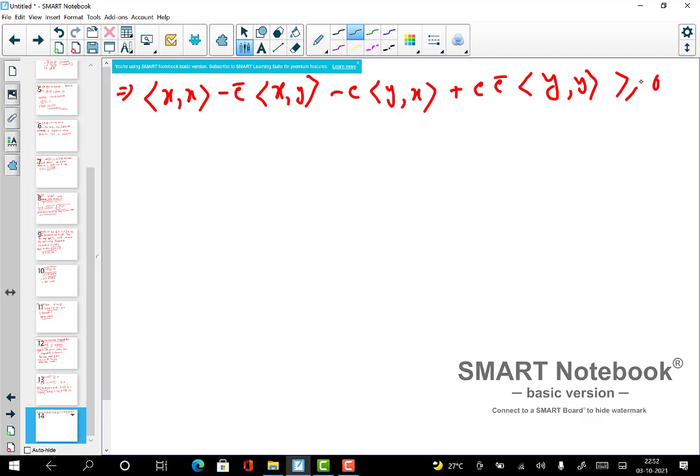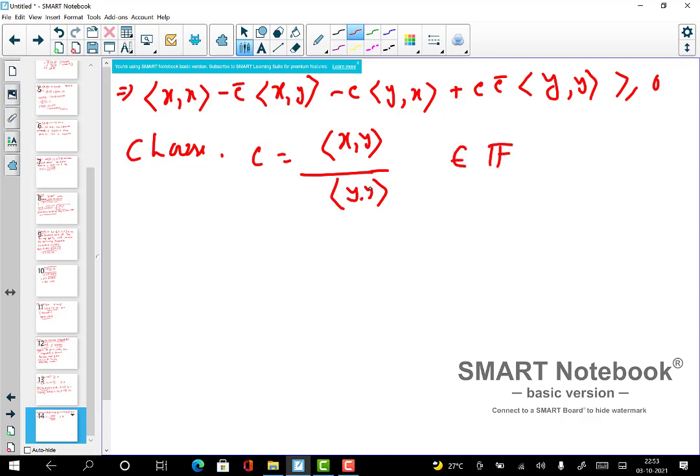Now I will choose a particular c for which the magic happens, and then we will get our Cauchy-Schwarz inequality. So this is true for any c, right? Now choose c to be this quantity: the inner product of x, y divided by the inner product of y, y. Now this is obviously a scalar, belonging to F. If you choose this c, then the magic will happen, because the first quantity will obviously be the norm of x squared.